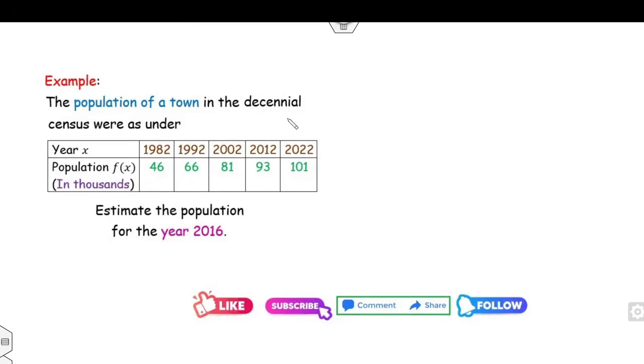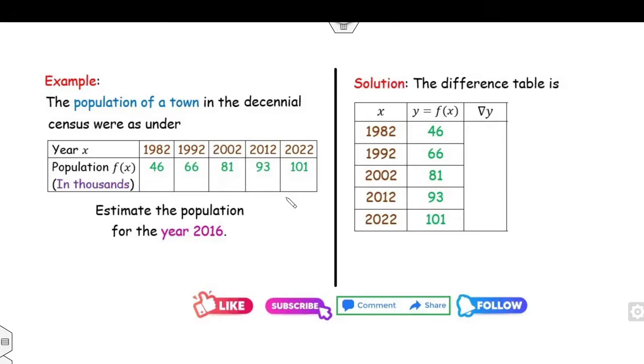Look at the third example. The population over time is given in this manner. Your target is to estimate the value at 2016. So clearly say which lies near the end of the information. Also, you can see the difference is 10, 10, 10, 10 and 10. They are equal distance, so we can use the backward difference formula.